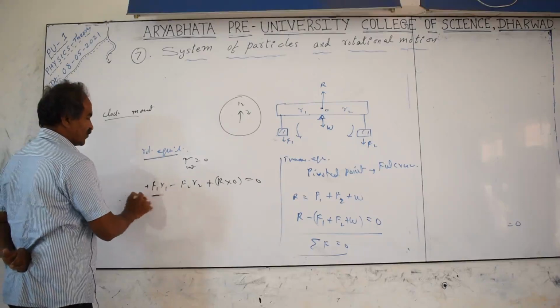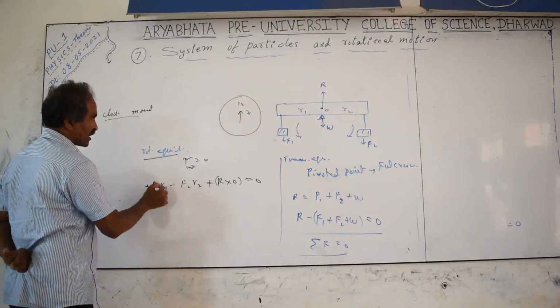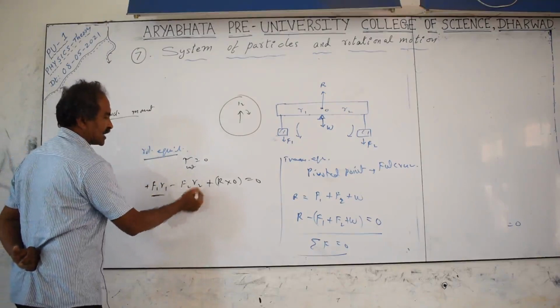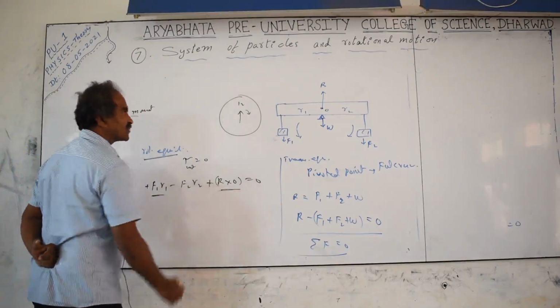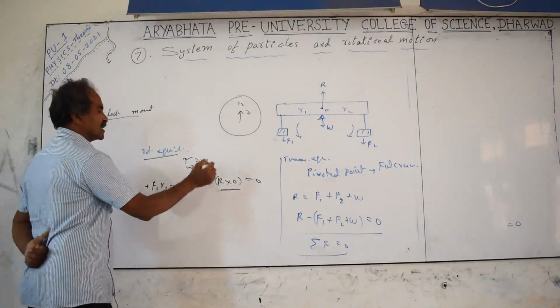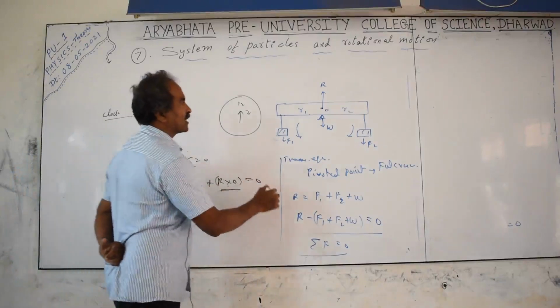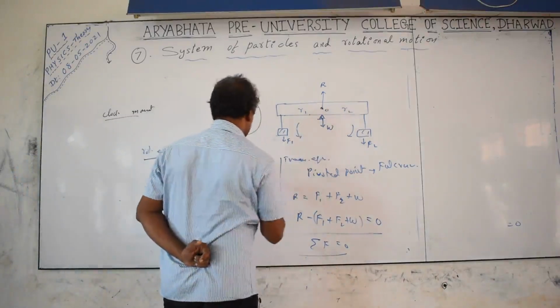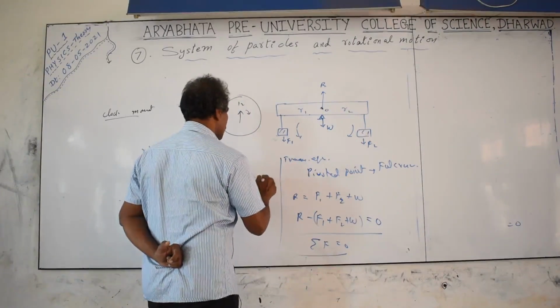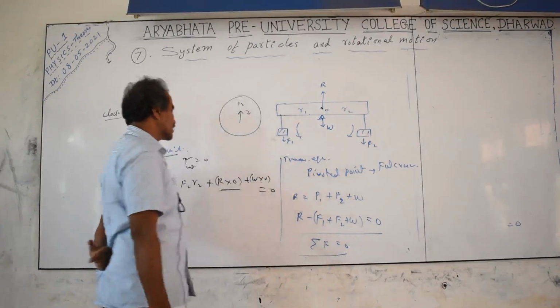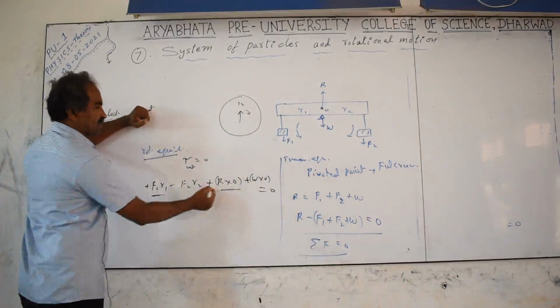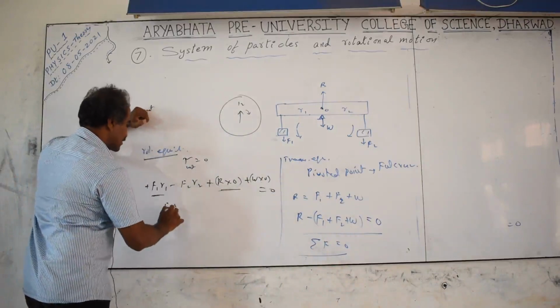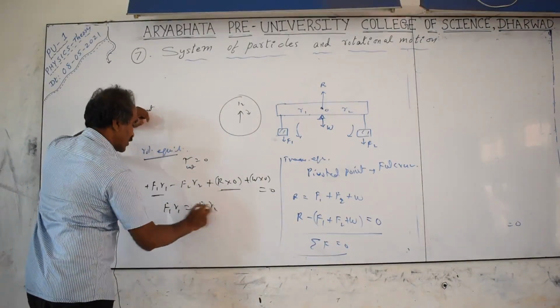So this moment of force, which is nothing but torque: F1 R1 is the anti-clockwise moment, F2 R2 is a clockwise moment, and the torque because of the normal reaction is 0 because the force acts through the axis of rotation itself. Similarly, the weight W also acts through the axis of rotation, so plus W into 0 equals 0. The net torque is 0 at rotational equilibrium. This part is 0, take it out. So what you get is F1 R1 equals F2 R2.